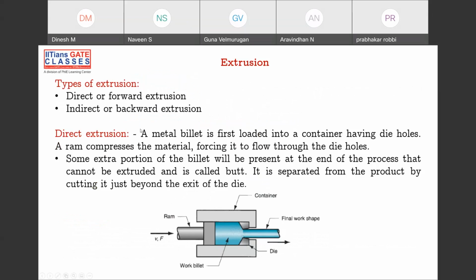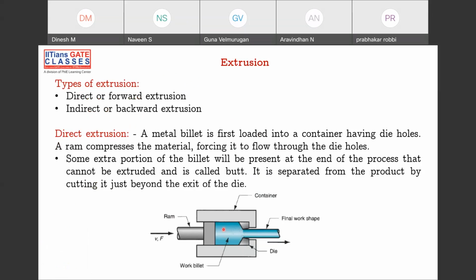So in extrusion, we have two different types of extrusions. What are the two different types? We will discuss other extrusions a little later. Now we'll discuss these two. One is direct or forward extrusion, another is indirect or backward extrusion.